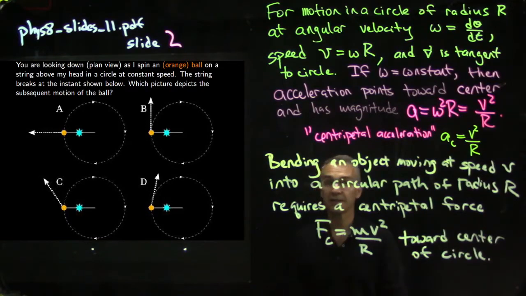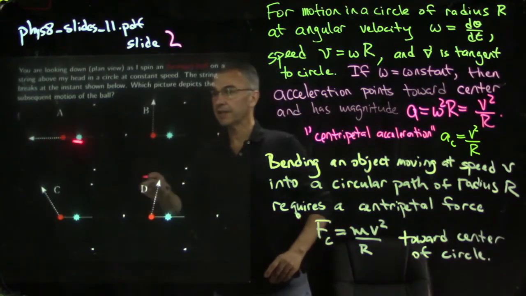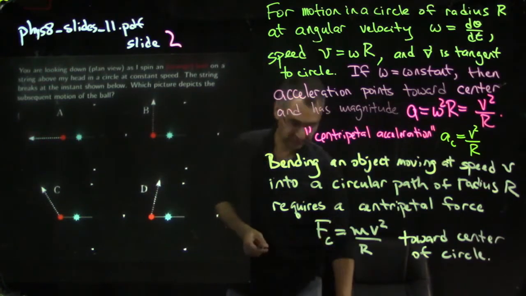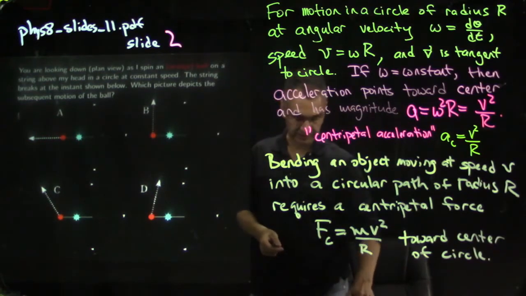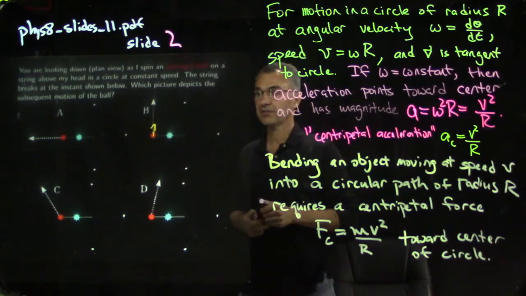I think that once the string breaks, the ball's velocity will just continue to be what the velocity of the ball was the instant the string broke. Which picture is that? So in picture A, the ball would shoot radially outwards. I don't think that makes sense, because I think the ball's velocity the instant before the string broke was this way. It was tangential to the circle.